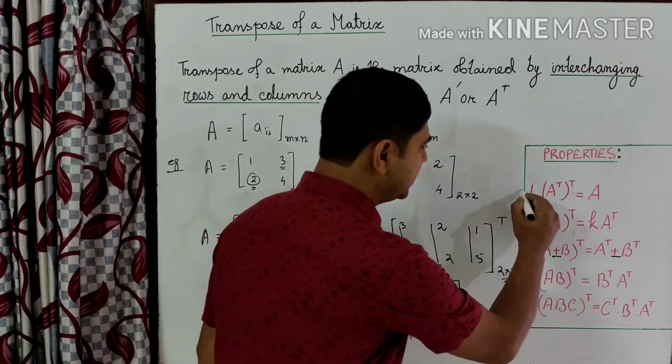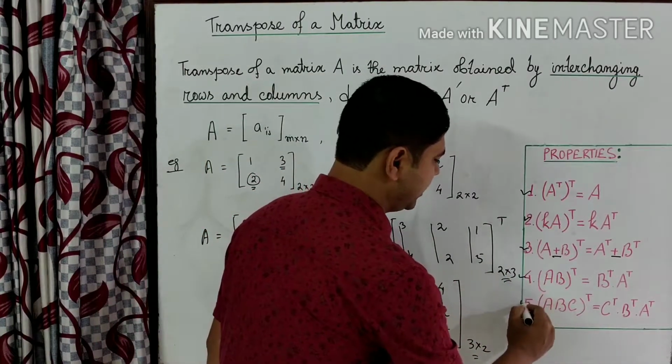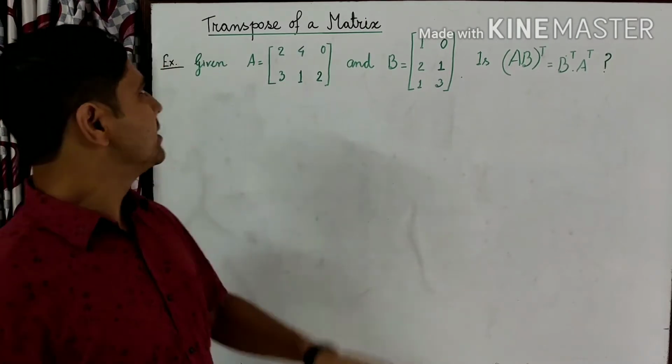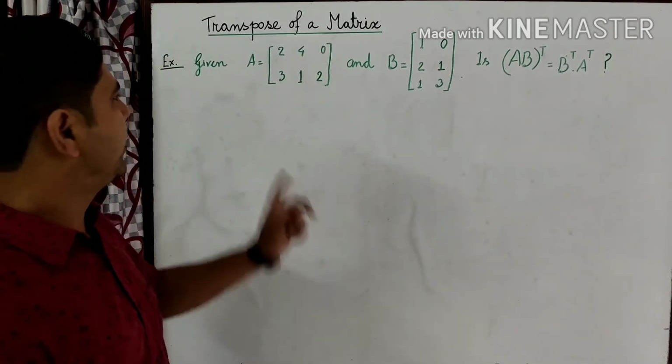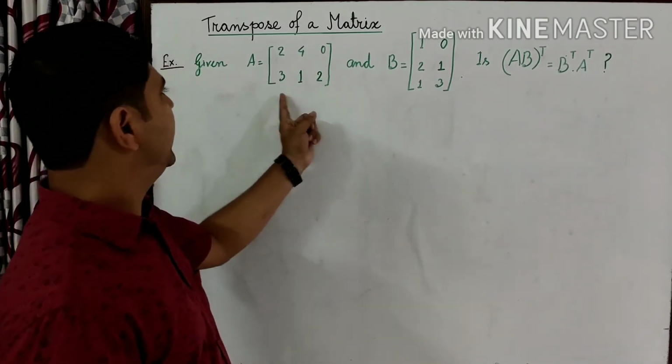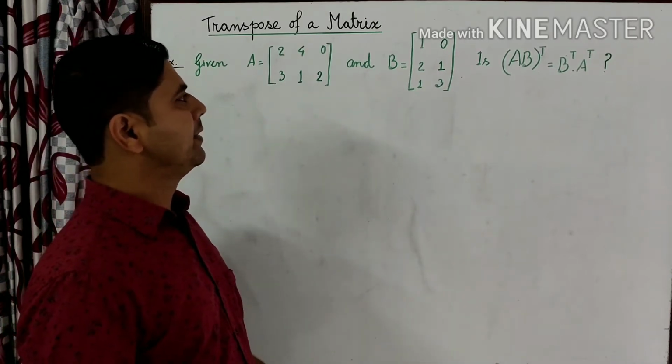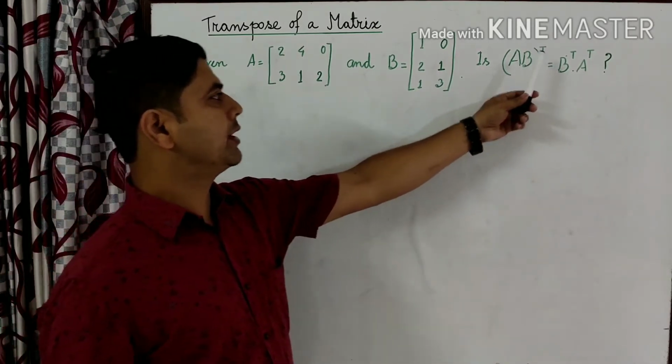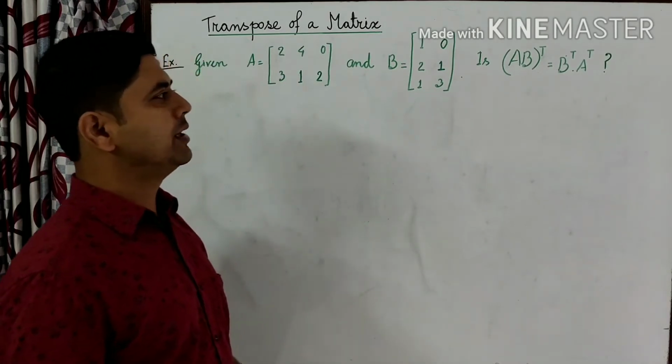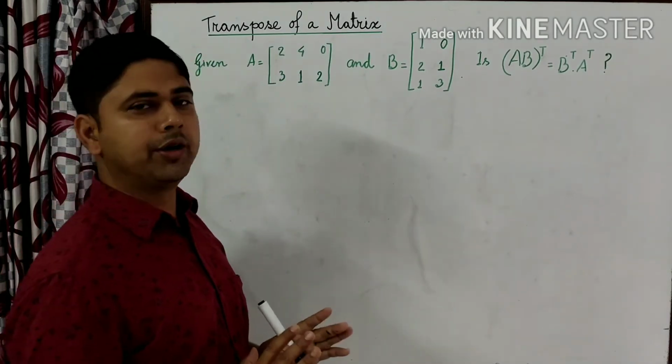These properties are so important. Now I am going to discuss the transpose of a matrix with an example. Here A and B are two matrices. Now you have to verify (AB) whole transpose equal to B transpose into A transpose. Is it true or not?